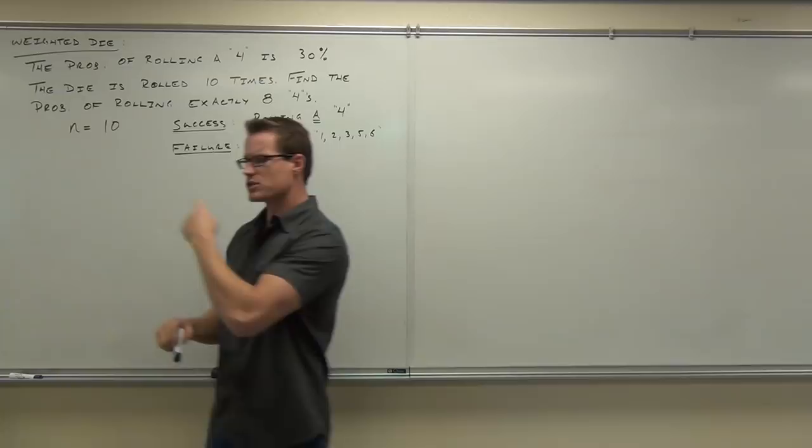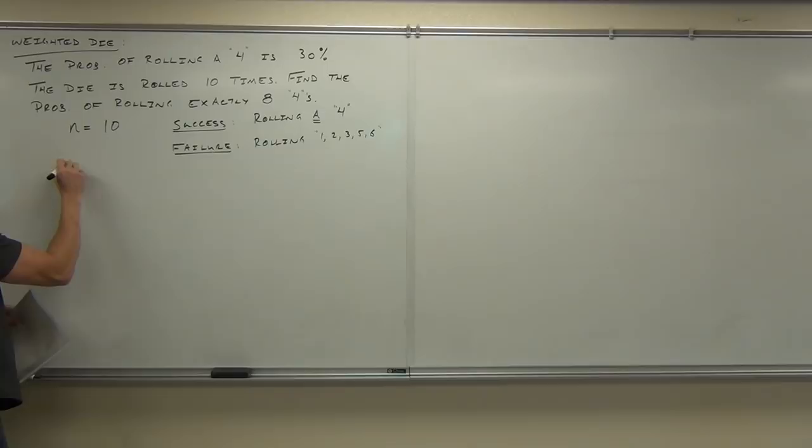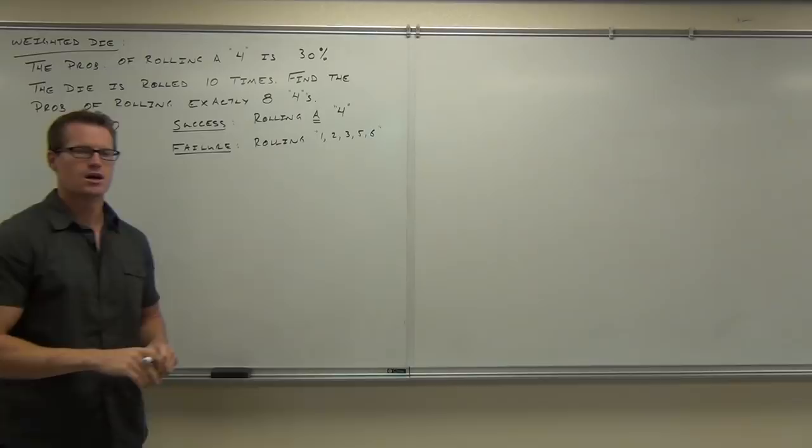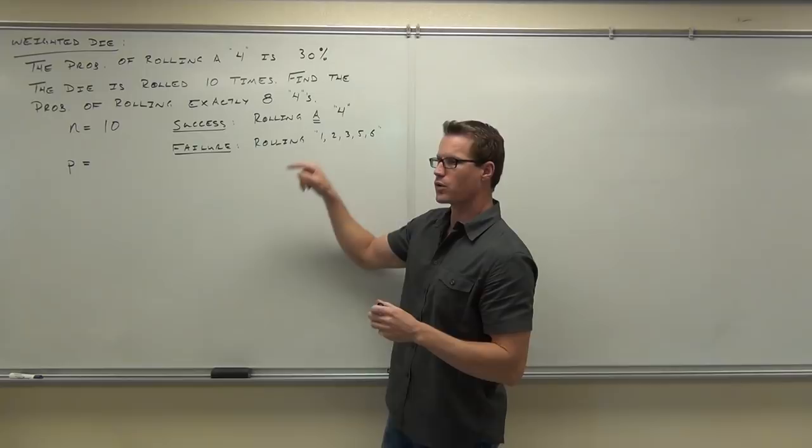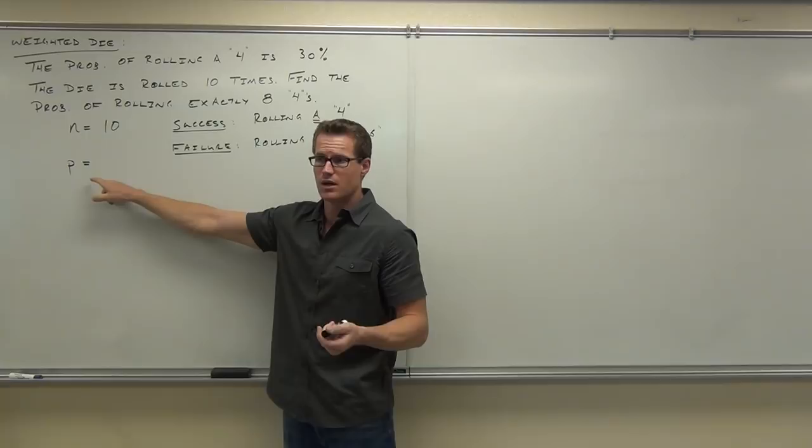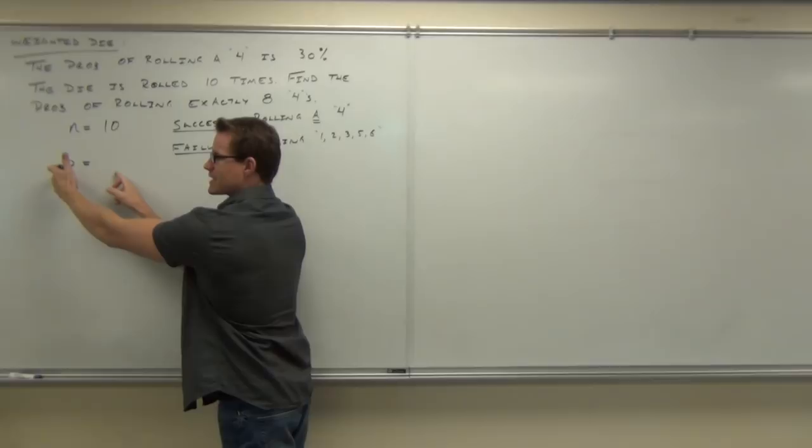Let's go ahead and look for the probability of success. That's our lowercase letter p, the probability of success. Notice how if I say that a success is rolling 8 4s, I can't even find that right now. You have no idea. That's what the question is actually asking you. So these things have to work together. A success should be the probability of a single success right here. So what's the probability of a single success? Rolling a 4.